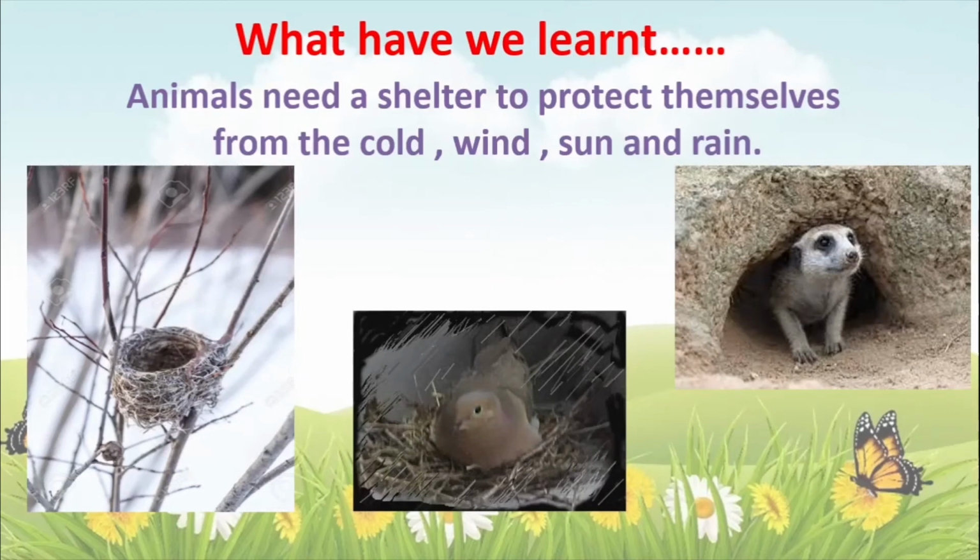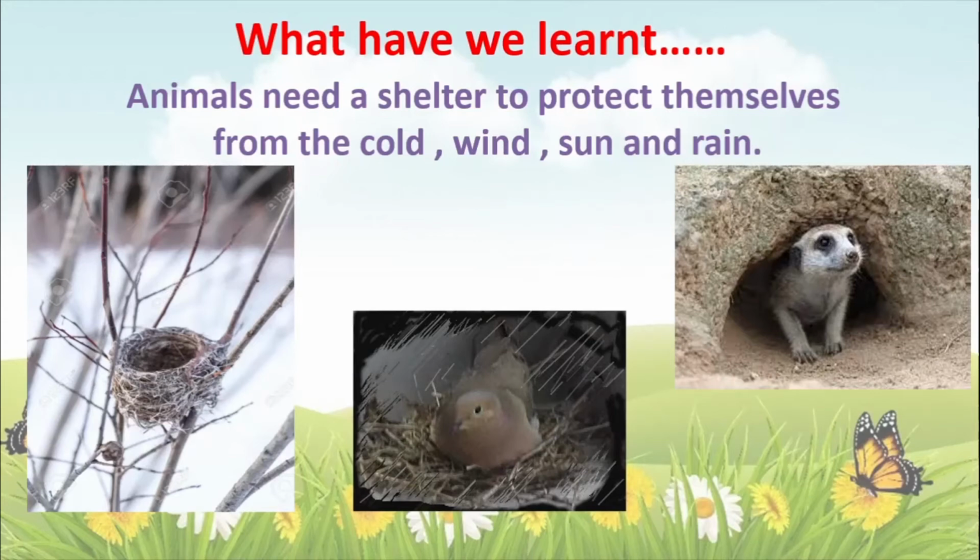Okay, so you can see in the first picture a small nest of a bird, and there is snow all around, there is ice all around, but this bird and its eggs and its babies are very safe inside the nest. In the second picture you will see a bird sitting hidden inside the nest when it is raining heavily outside. And in the third picture again you will see a small animal getting into its home in order to protect itself from the sun or from the rain.